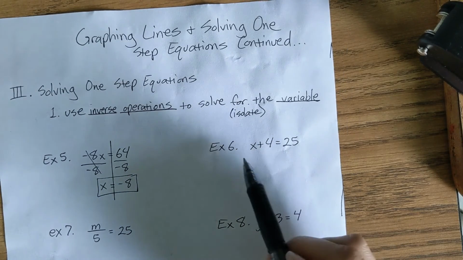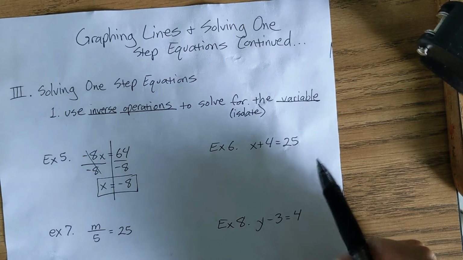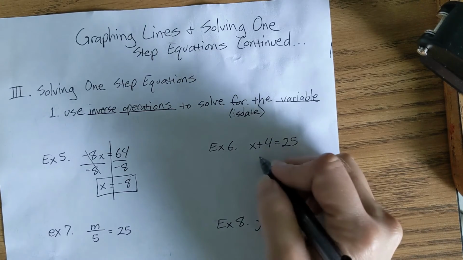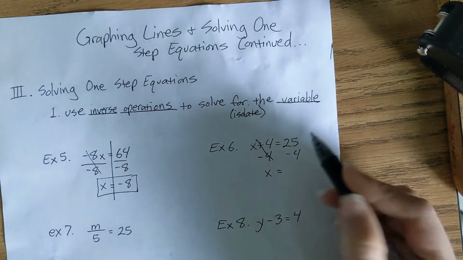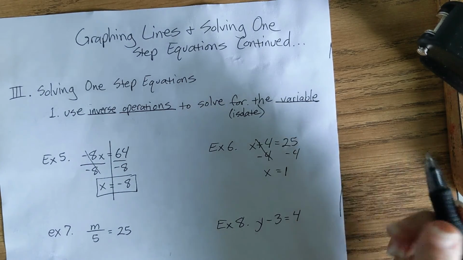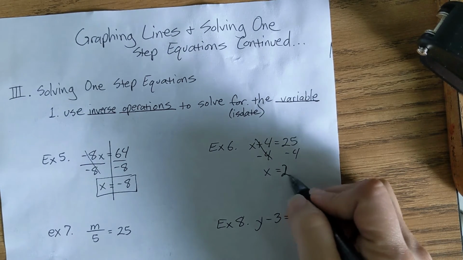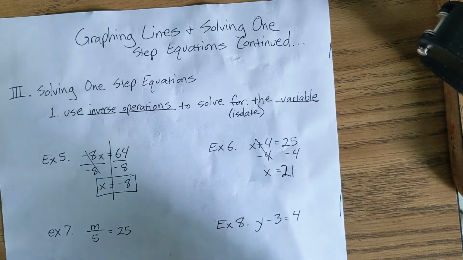Okay, so now this one, x plus 4 equals 25. The opposite of adding 4 would be to subtract 4 from both sides. So this is going to just be 21. Sorry, 21.